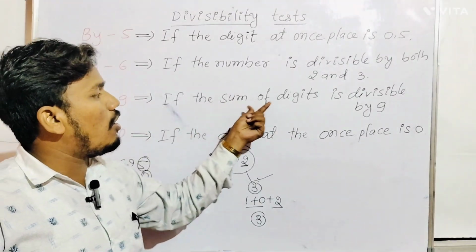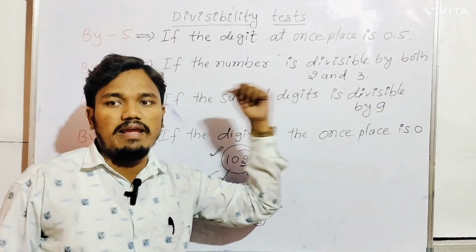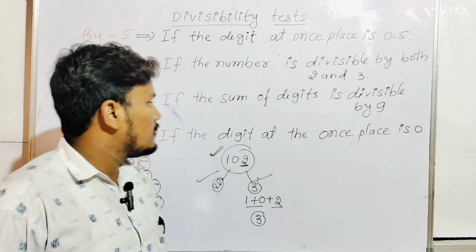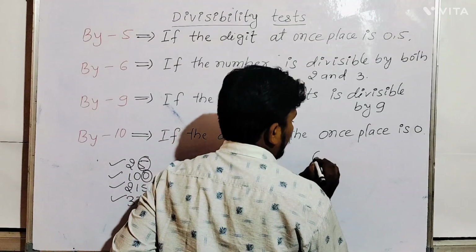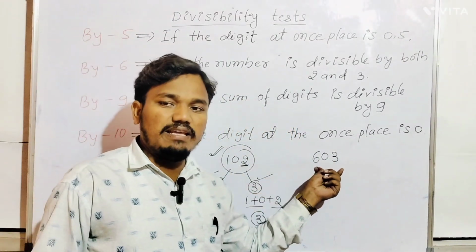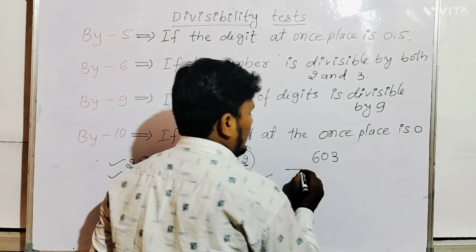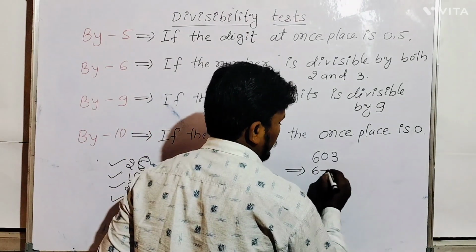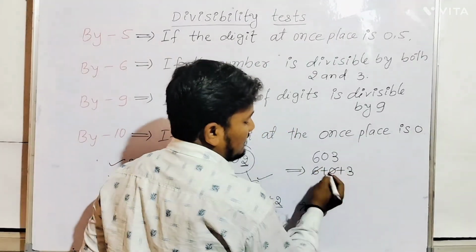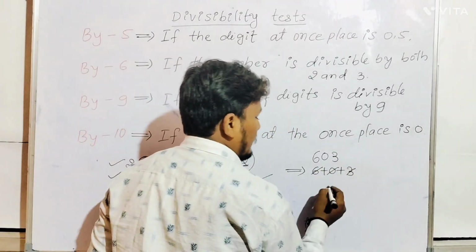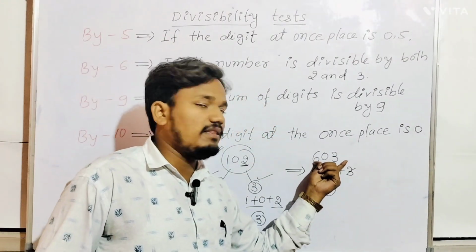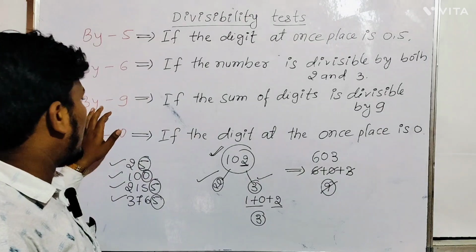If the sum of digits is divisible by 9, means you have to find the sum of the given number's digits. So for example take 603 is there. Am I right? 603 means add the digits. So when you are adding digits, now take 6 plus 0 plus 3. Okay, so now add 6 plus 0 that is 6 and 6 plus 3 is 9. So 9 is divisible by 9 only na. So definitely 603 is going to be divisible by 9.